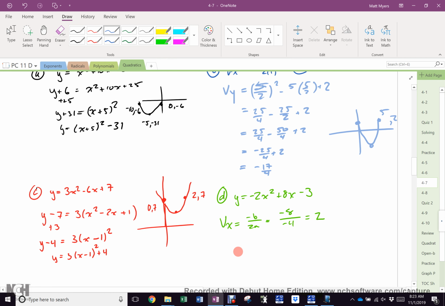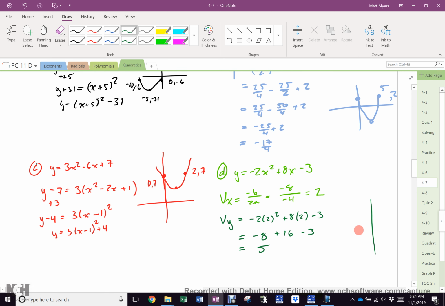That should have been green. I can get the vy value because x is 2, so the vy is negative 2 times 2 squared plus 8 times 2 minus 3, which is, what is it? I'll let you practice some math. Negative what? Negative 8 plus 16 minus 3, which is 5. So now we know our vertex, and now we can graph it. Our vertex is 2, 5.